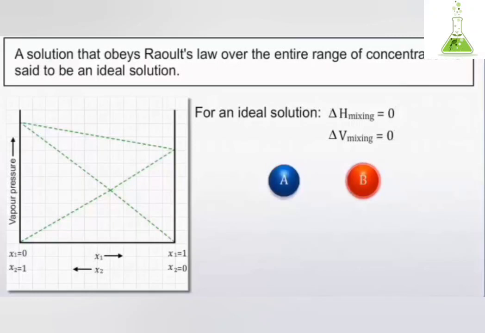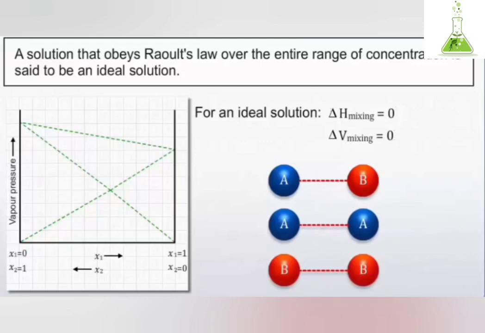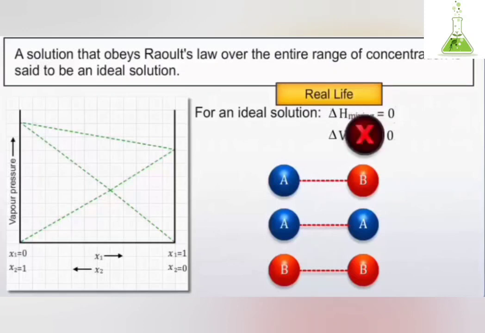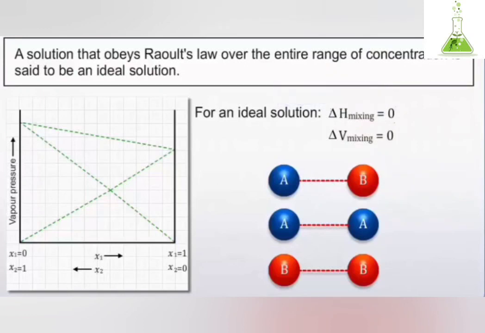If A and B are two components, then in an ideal solution, the magnitude of A-B interaction will be the same as that of AA and BB interaction. But in real life, there is no such thing as an ideal mixture. But some liquid mixtures come fairly close to the ideal mixtures. These are mixtures of components that have almost the same properties.